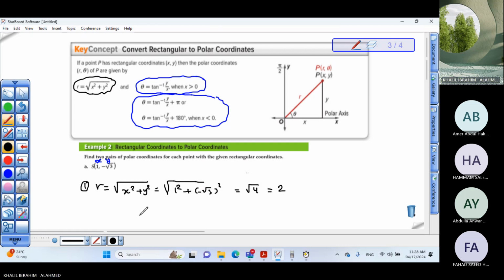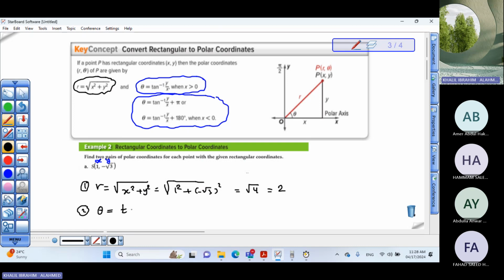Okay, good. Step 2, to find the angle theta, because polar is R and theta. R is calculated, equals 2. And now we try to calculate theta. What formula should you use?